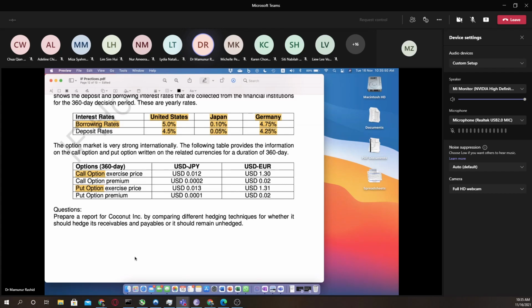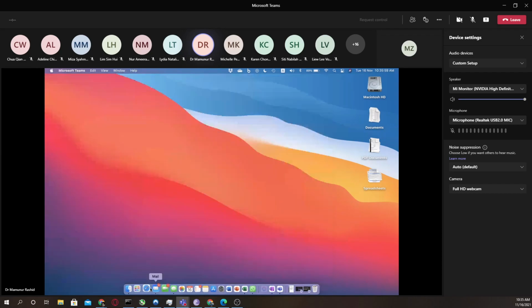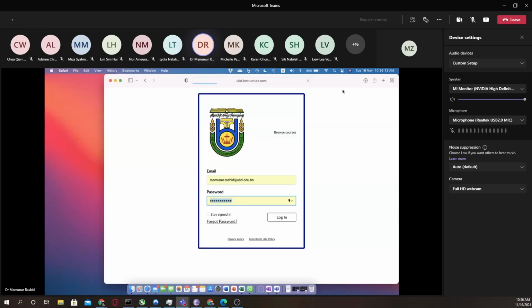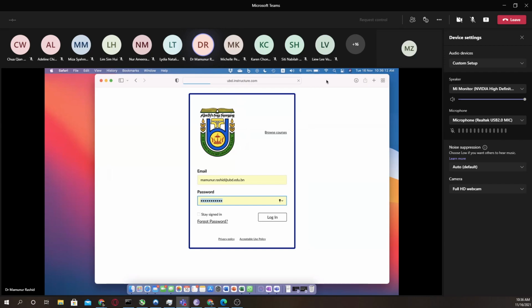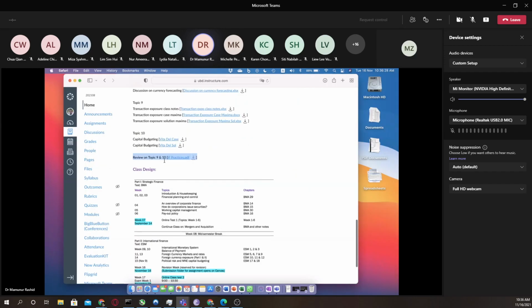Okay, so our practice part is over. I have already uploaded this for you in the Canvas. Let me show it to you. If you go to your course in strategic financial management, at the very last of these topics, you see review of topic 9 and 10. So these are already uploaded. And there are additional uploads also on transaction exposure.